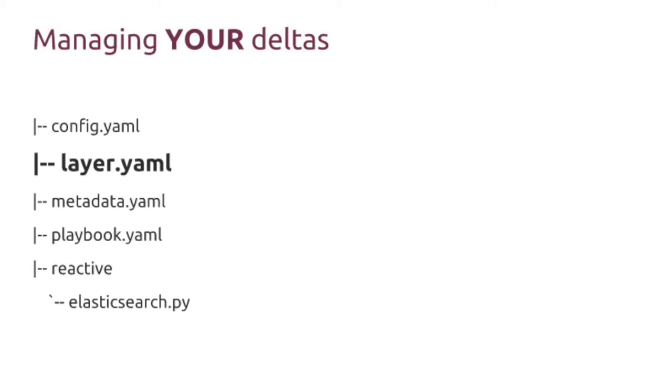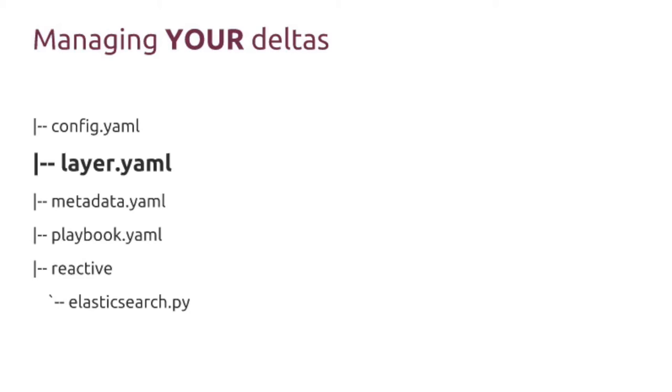So, along the vein of managing your deltas, when we look at a layer, it's a fairly skinny directory structure, and it's comprised of just a few files. We have the most important piece here, which is a layer YAML. And this is where we define where we're going to pull in our extra resources, whether that's an Apache layer, whether it's, in this case, the Ansible layer or Chef layer. It could easily be any of those.